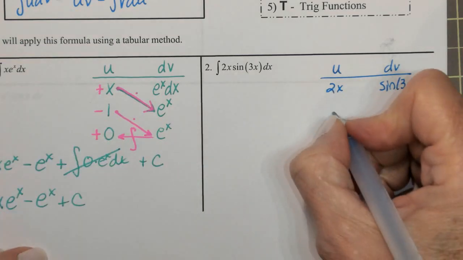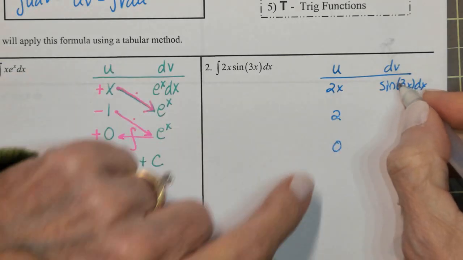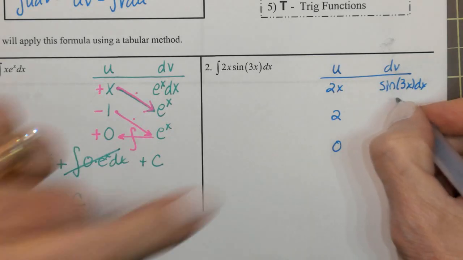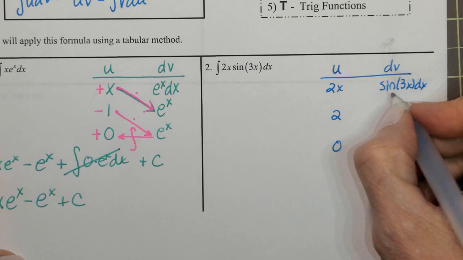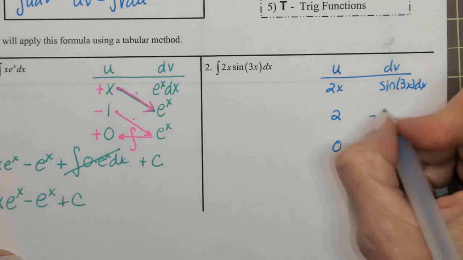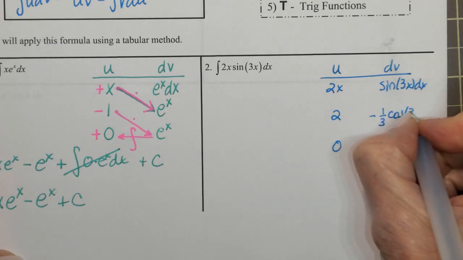We take the derivative until we get down to 0. We take the integral till we line up with the 0. The integral of sine of 3x: when you're integrating sine, change the sign. It's going to be 1/3 cosine of 3x.